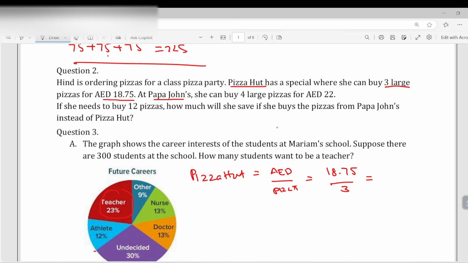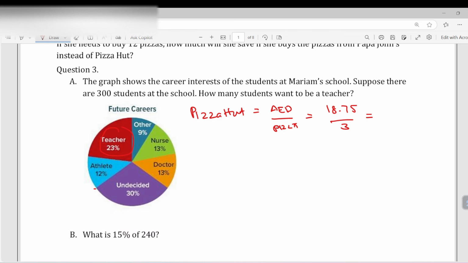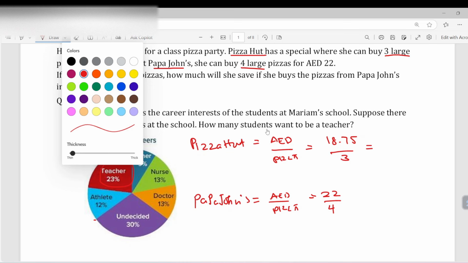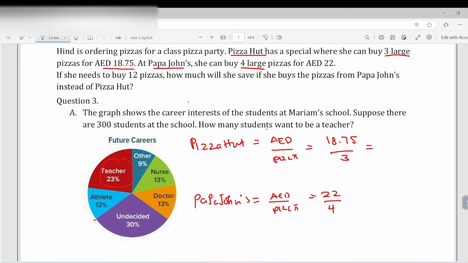And one more thing, from Papa John's. Money is 22 dirhams and they are offering 4 pizzas. Okay, that is our problem, half done. Next part. See here: if she wants to buy 12 pizzas, how much money can she save?